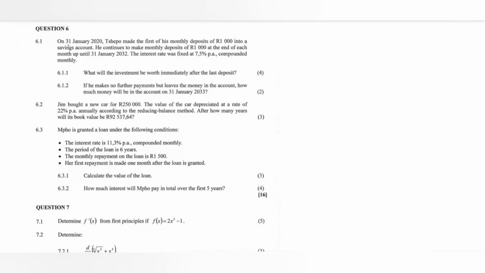So he's making his initial deposit on 31 January 2020 up until 31 January 2032. So this is going to help us to determine the time of investment. He's depositing 1,000 every month. Interest rate is 7.5. If this is an investment, we are going to use future value, because he's going to make monthly deposits. He's not just depositing money and then letting it grow. He's doing monthly deposits, so this is going to use the future value formula.